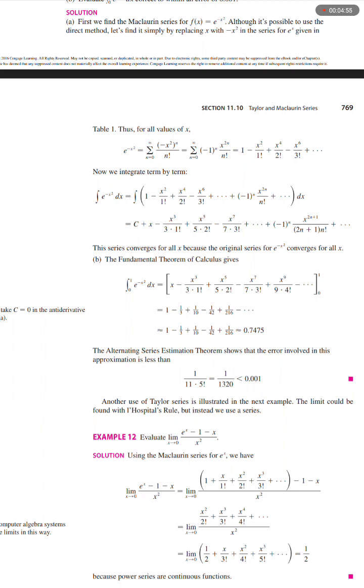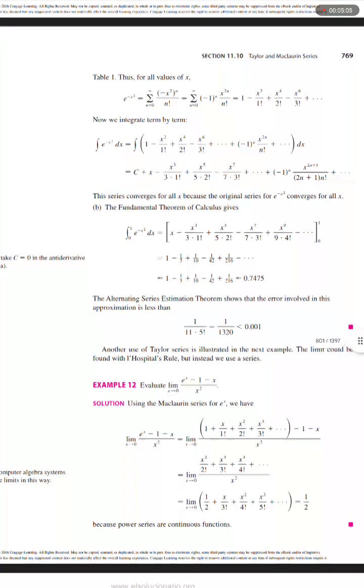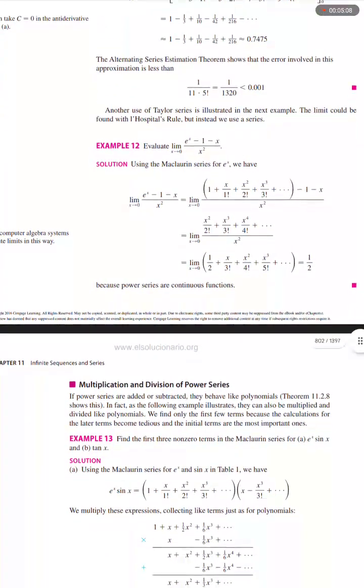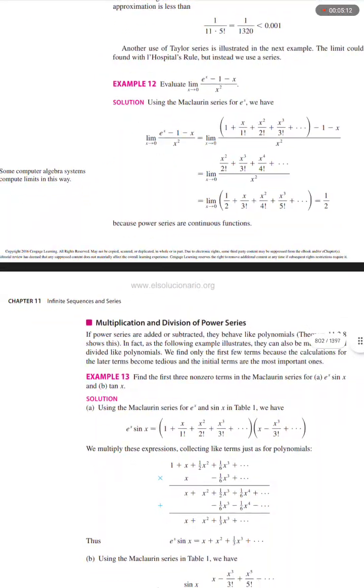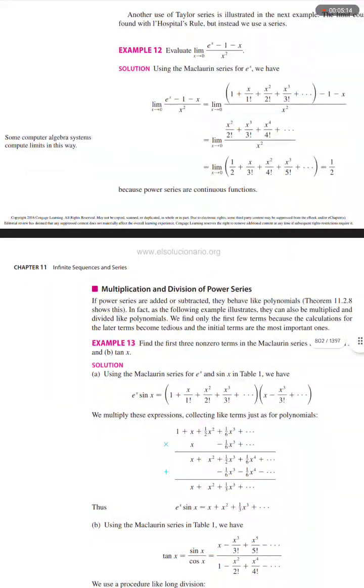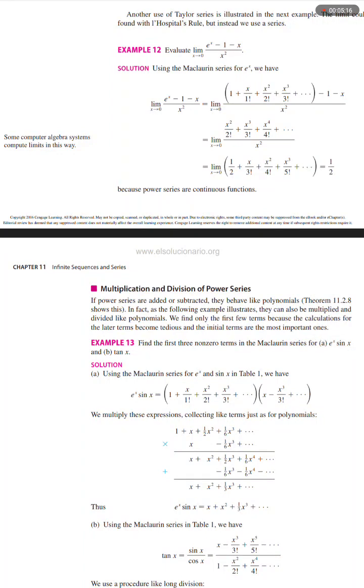Another use of Taylor series is illustrated in the next example. The limit could be found with L'Hopital's rule, but instead we use a series. Example 12. Evaluate the limit as x approaches 0 of e to the power x minus 1 minus x over x squared.